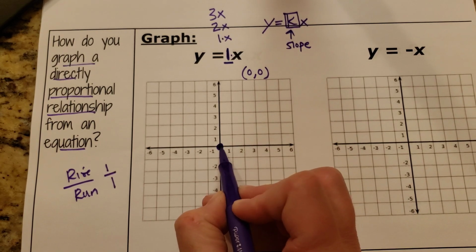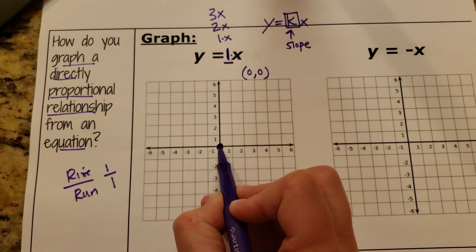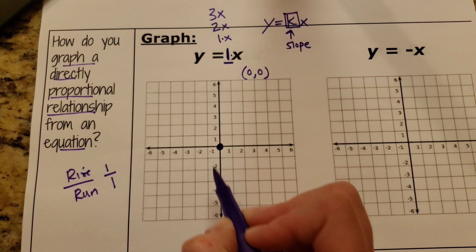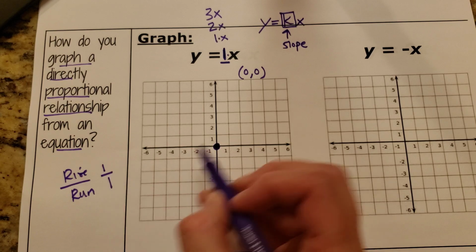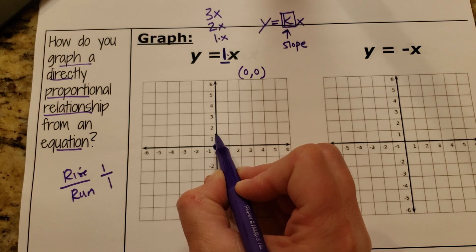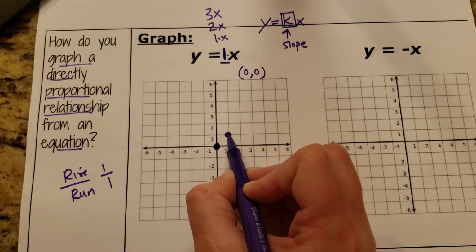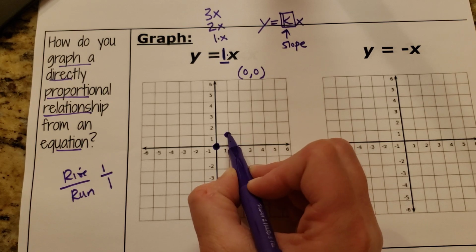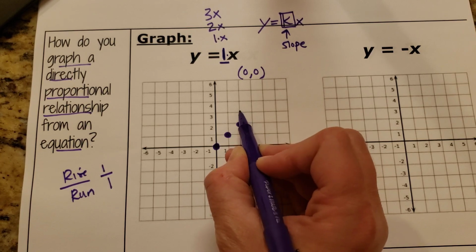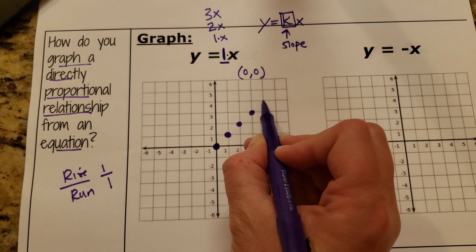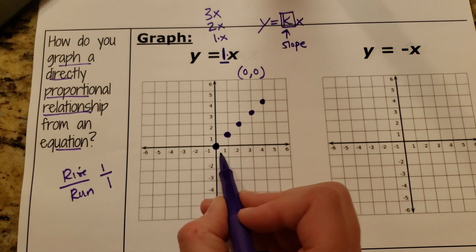So if I have to have this line going through the origin, I know I can start with this point right here, and I can make some additional points using that slope. Let's go ahead and rise up 1 and run over 1 to the right and make another point. Let's do the same thing. Rise up 1, run 1. Up 1, run 1. I can still do that in the opposite direction.